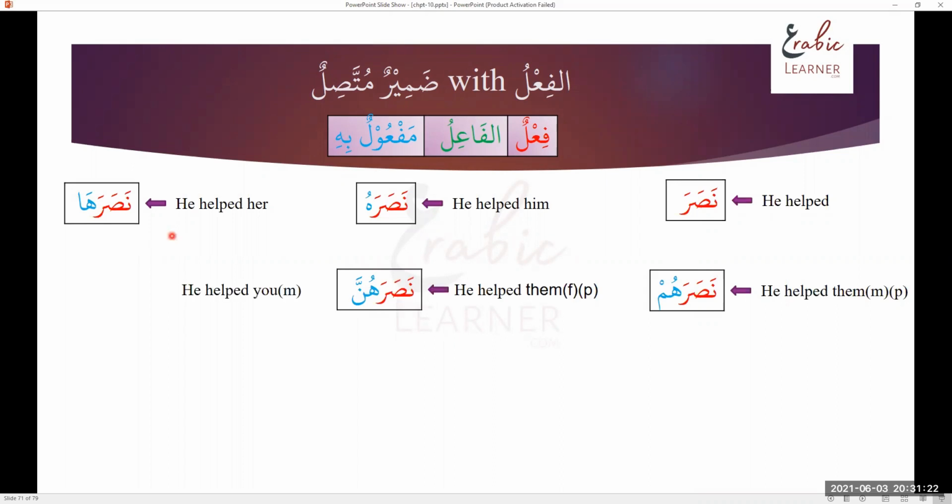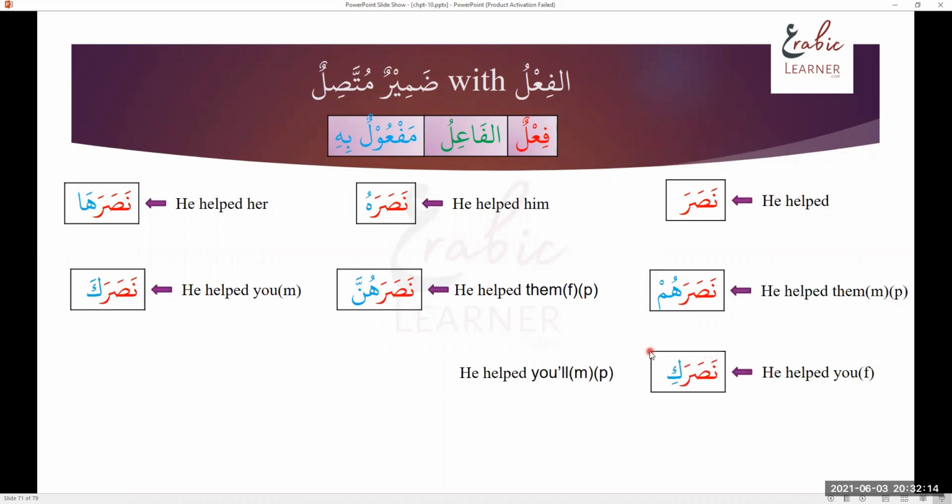He helped you, masculine. No, no, no, don't get mixed up. Nasarka, no, that is wrong. Why is it wrong? Kaf is not a damir muttasil, sister. Sorry, nasaraka. Yes, that is true. You are right, sister. Today I got confused. He helped you, feminine: Nasaraki.